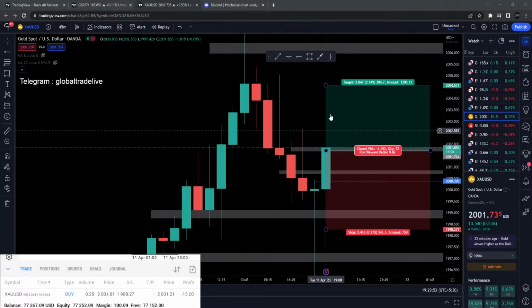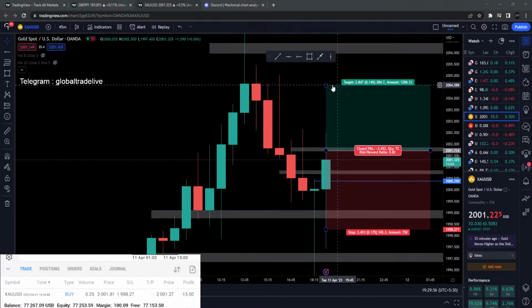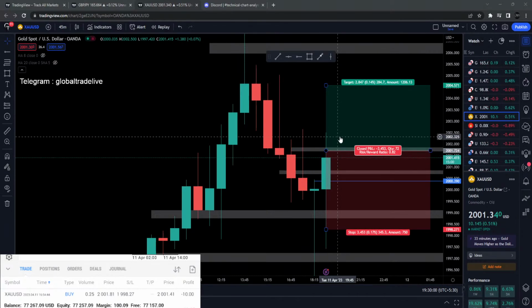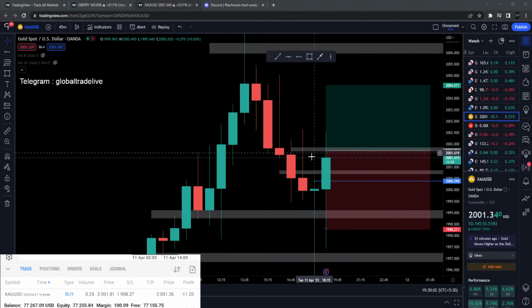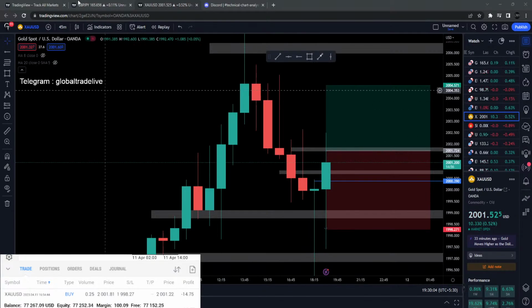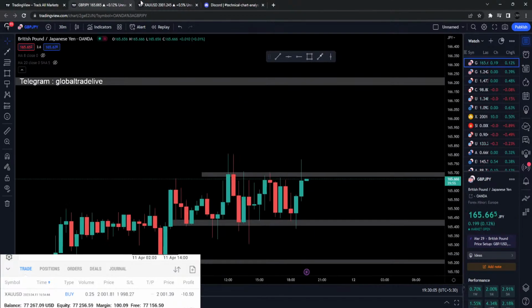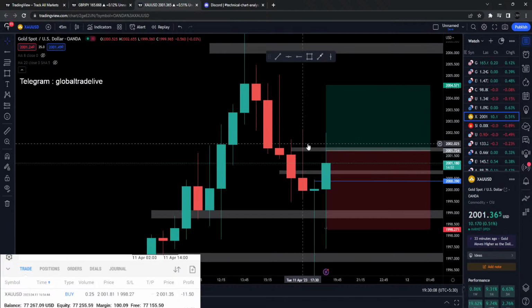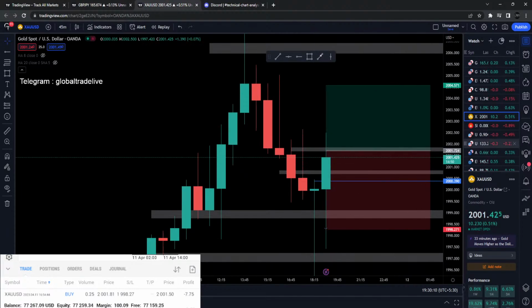So if it goes all the way up, then we are gonna get like 30 pips of profit. But if it just comes back down, then obviously the risk has been already managed and further risk is ready to be managed. So there is a plan for everything, so we don't have to worry about it.